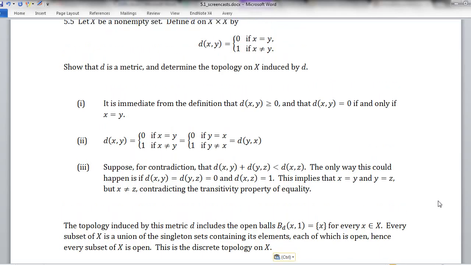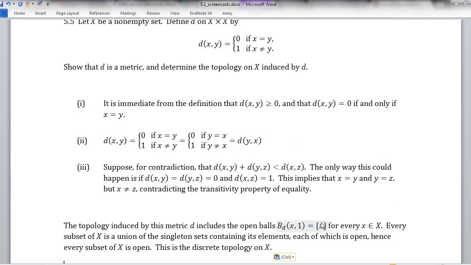Okay, and now they want to know what topology this is. Is it something that we recognize? And in fact it is. So, this topology has a basis of all the open balls, right? So think about the open ball of radius 1 about any point x in this set X. It consists of all the points in X that are a distance less than 1 away from x. Now if they're at distance less than 1, then they actually have to be at distance 0 for this metric. And so, okay, they have to be equal to x. So the only thing in that open ball is x itself.